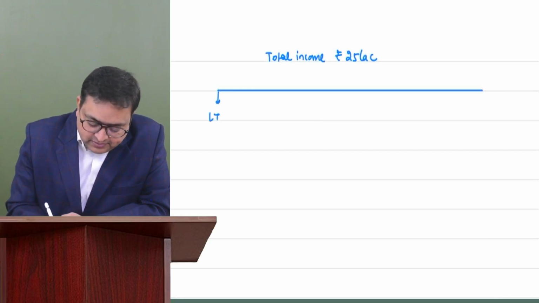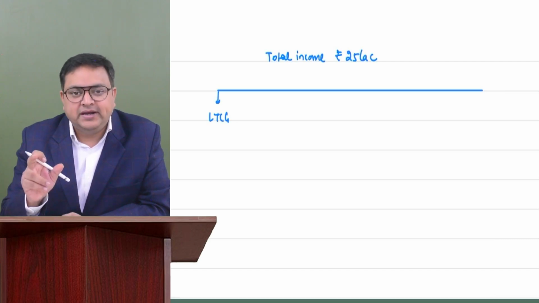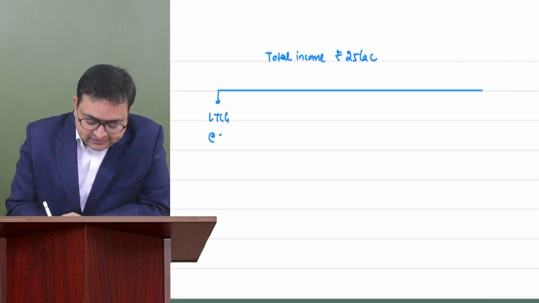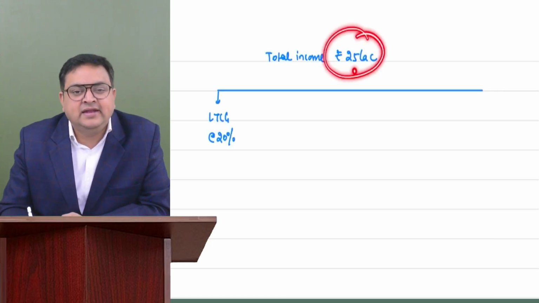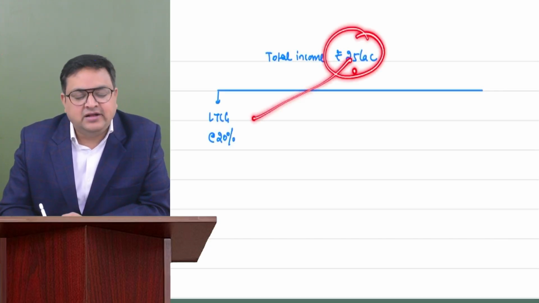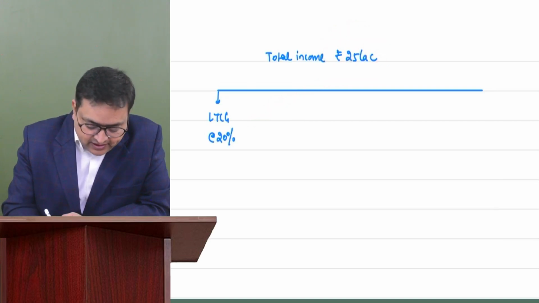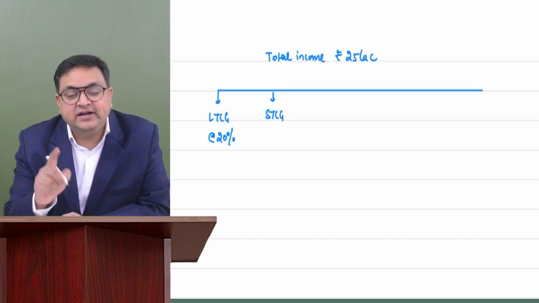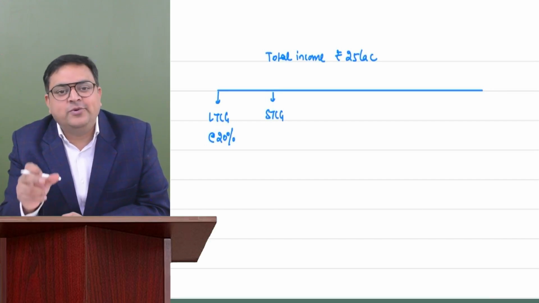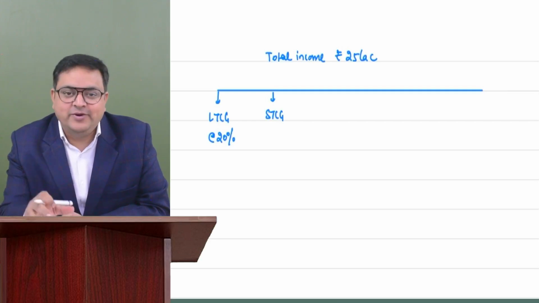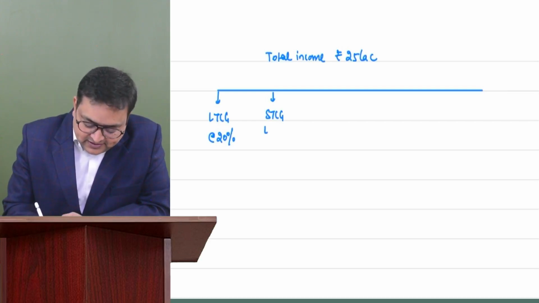So income could be long-term capital gain. Long-term capital gains are taxable at the rate of 20%. It is a special income. So if your total income of 25 lakh has any long-term capital gain, please charge 20% tax on that. Correct? If the assessee has short-term capital gain also, specifically 111A, what is 111A? Equity shares or equity-oriented units, more importantly equity shares, at the rate of 15%.